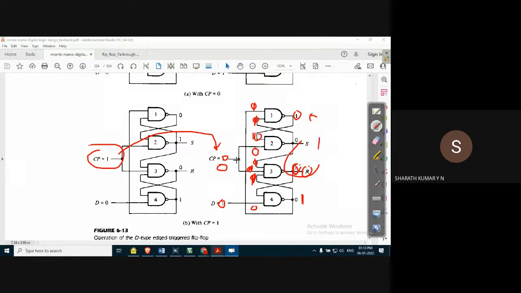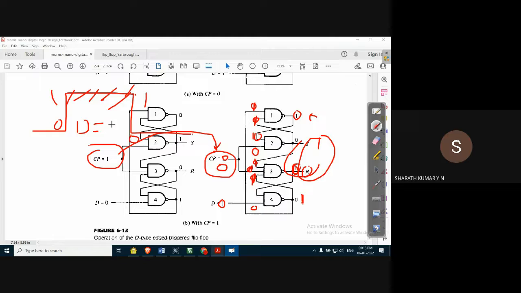That means the clock pulse remains 0, the input is changed, and the output remains the same, because this circuit is sensitive only to the edge of the clock. Edge means only when the clock pulse changes from 0 to 1 or 1 to 0. Between this region, even when the D input is changed, the output will not change, because the circuit is sensitive only to the edges, not to the pulse period or the levels.